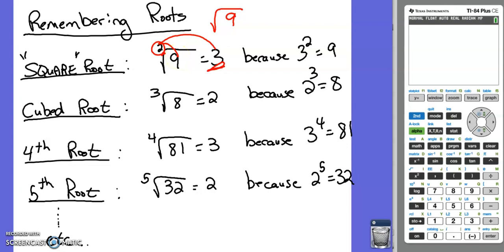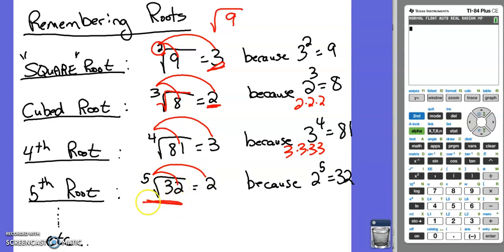And the cube root of something, this is pronounced the cube root of 8. The reason the answer is 2 is because 2 cubed is 8. Remember, 2 cubed means 2 times 2 times 2, and that's 8. The same thing with the fourth root: 3 to the 4th is 81. Again, 3 times 3 times 3 times 3 is 81.